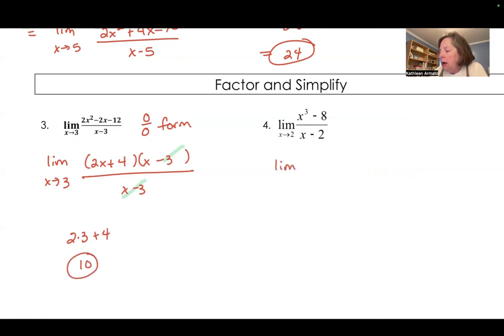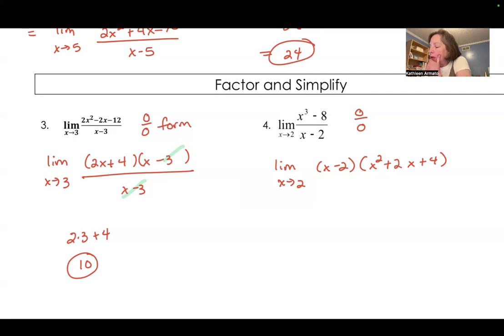Here again, on this problem, if you plug in 2 here, you get 0. 2 here, you get 0. So this is a 0 over 0 form. All right. Do you remember how to factor difference of cubes? Let's hope I do. That's not a 4. That should be a 2. Yeah. X squared plus 2x, I believe.